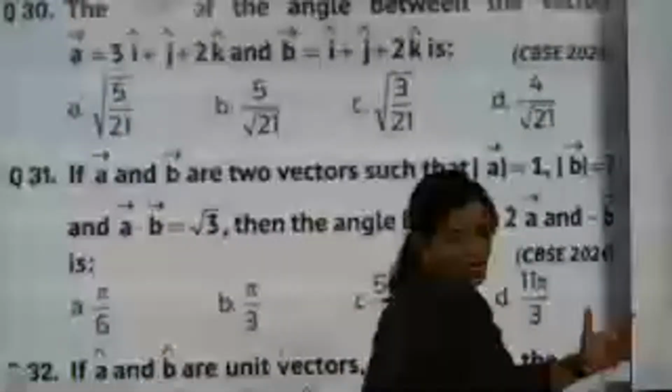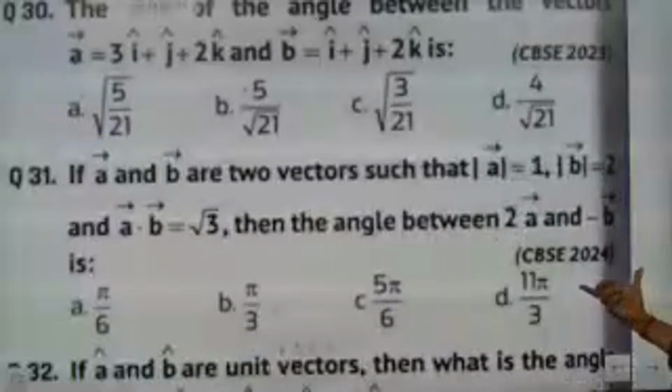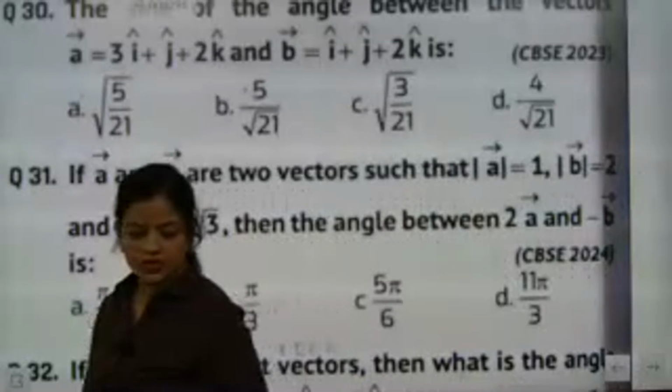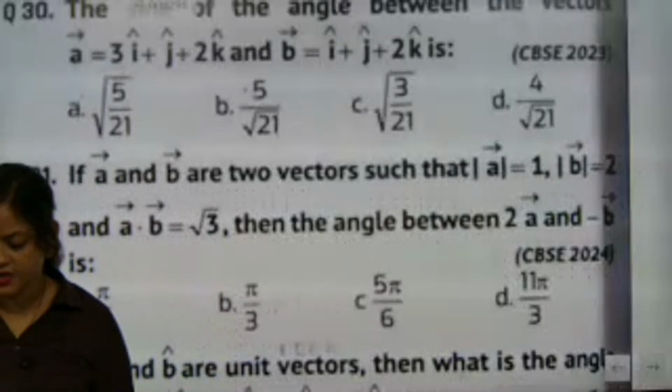CBSE 2024 question, I will not say anything. At least one time, try to solve these questions. Just 1 year before you, they have solved this question. Please kindly go for it.